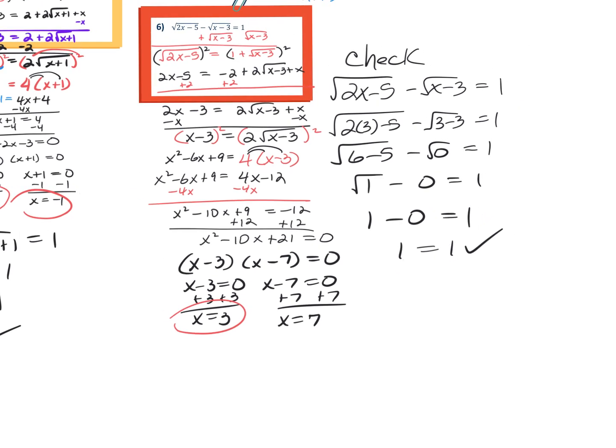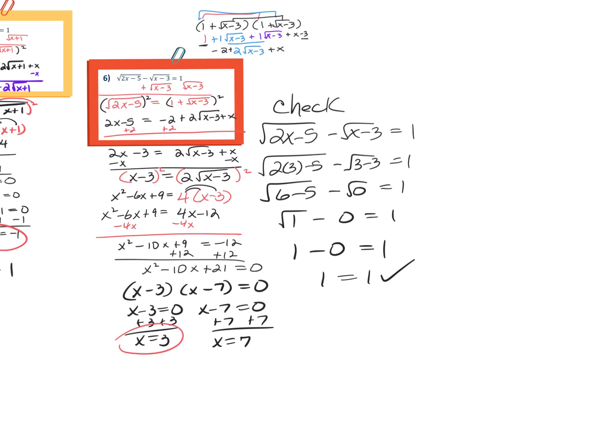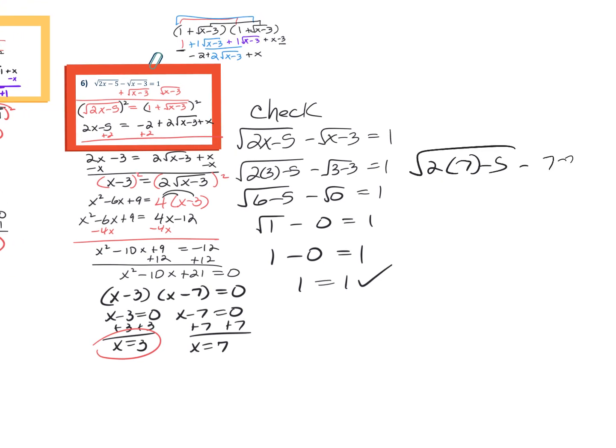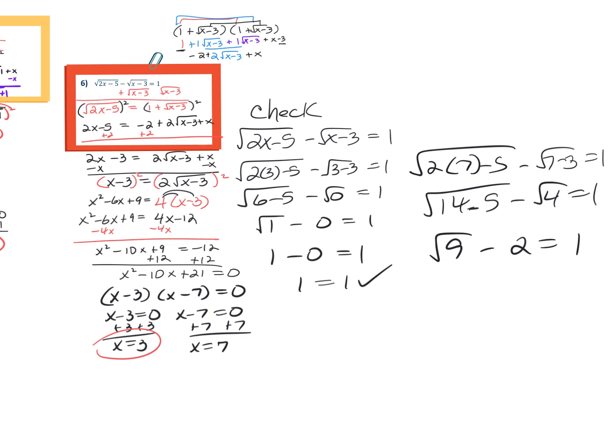And now let me do the next check. So again, I'm going to plug in positive 7 now. So 2 times 7 minus 5. And then 7 minus 3 equals 1. 14 minus 5. Square root of 4. 9. Square root of the 4, I get a 2. Square root of the 9, I get a 3. 1 equals 1. It checks. X equals 7 is also a good answer.